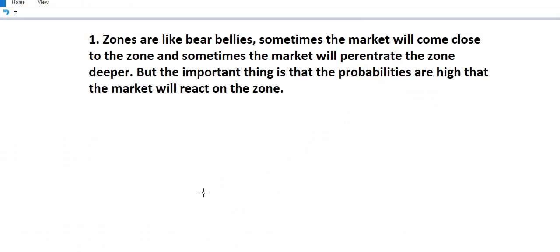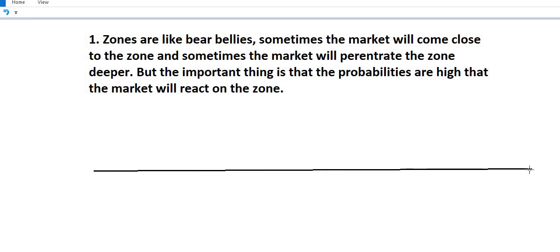So guys, zones are like beer bellies. Sometimes the market will come close to the zone, and sometimes the market will penetrate the zone deeper. But the important thing is that the probabilities are high that the market will react on the zone. Let me show it first to you guys at this area. Let's say this is a zone. The zone is like a beer belly. The market penetrated deeper into the zone and got rejected. We will count this deeper penetration.